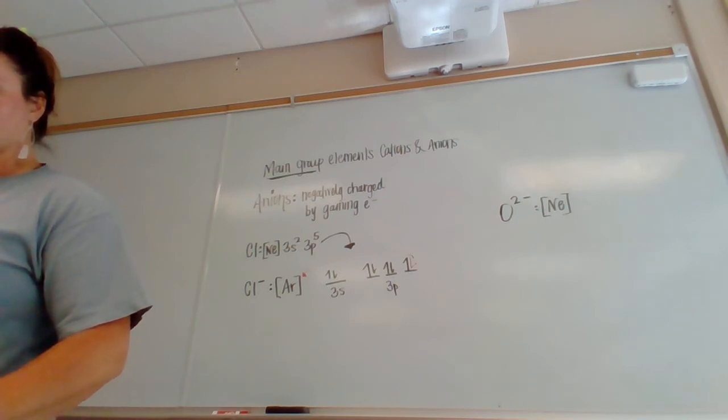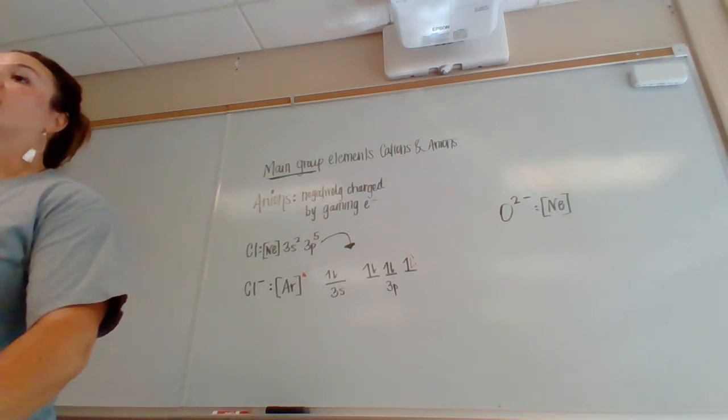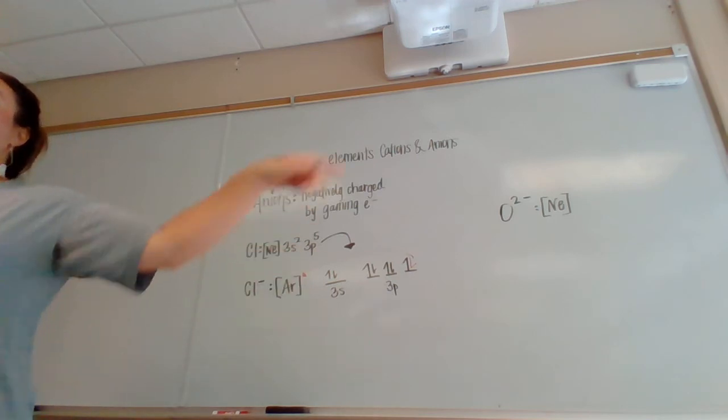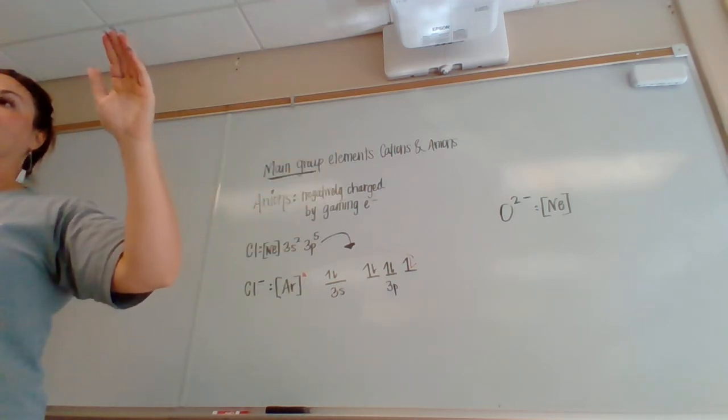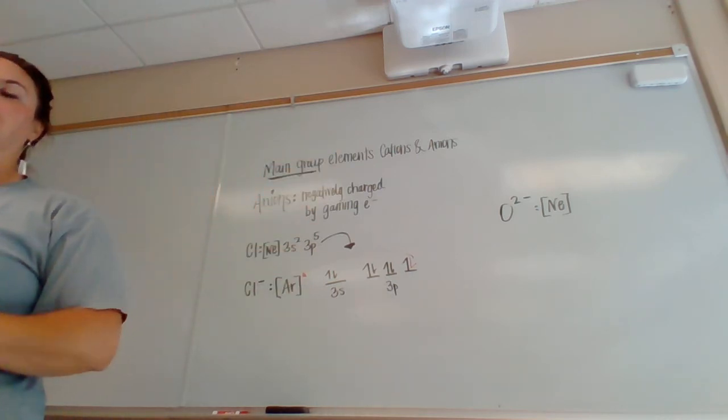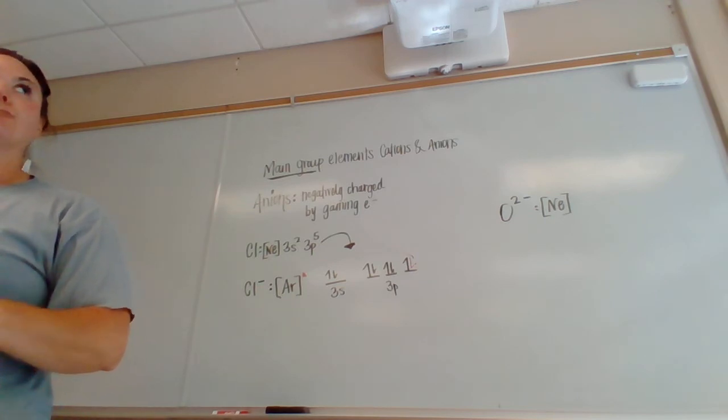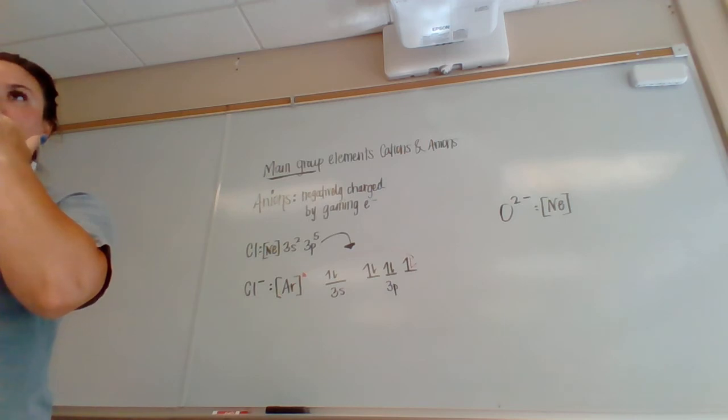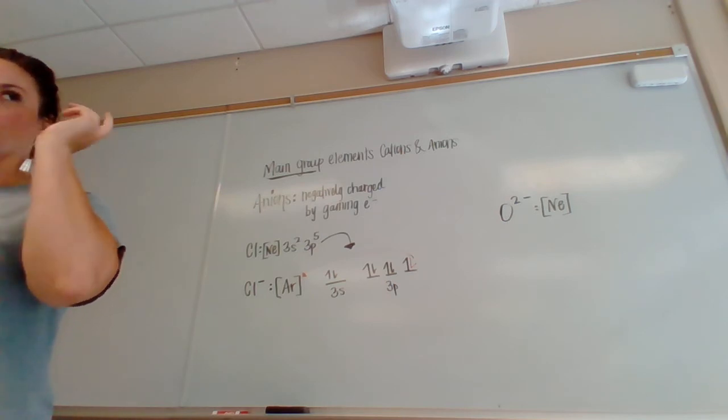We didn't do that with the cations, though. With the cations, we lost electrons, so we went back up. Now we're gaining, so we're going forward 2. I need to write that down: anions gain and go forward.